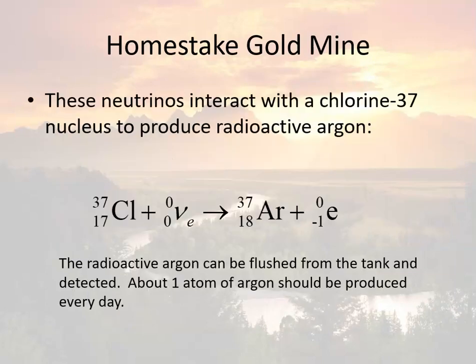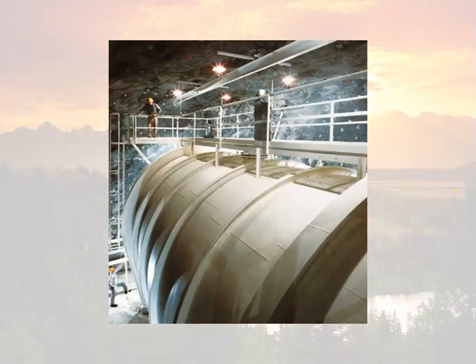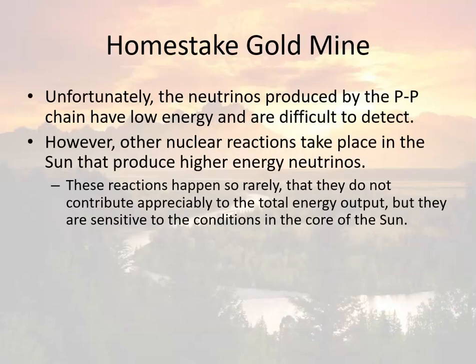In particular, what happens is you have the chlorine nucleus interacting with a neutrino to create an argon-37 nucleus and the emission of an electron. So this is sort of a radioactive decay in a way. It's a nuclear interaction at least. And here's the picture of this experiment, the setup in the Homestake gold mine.